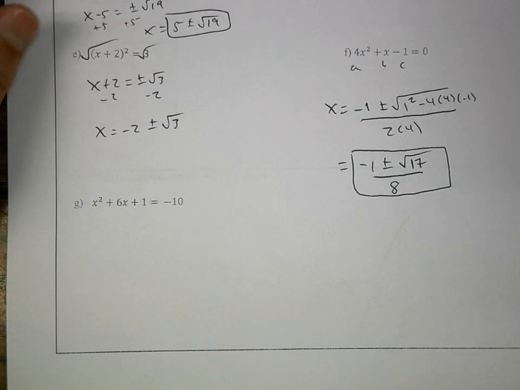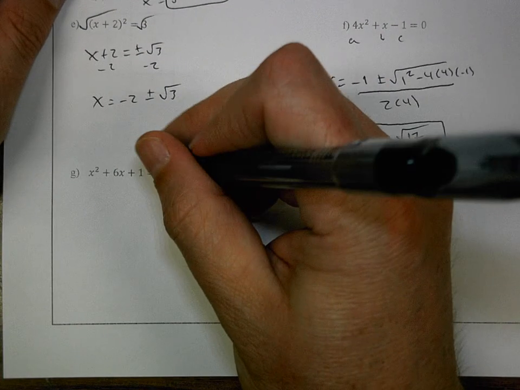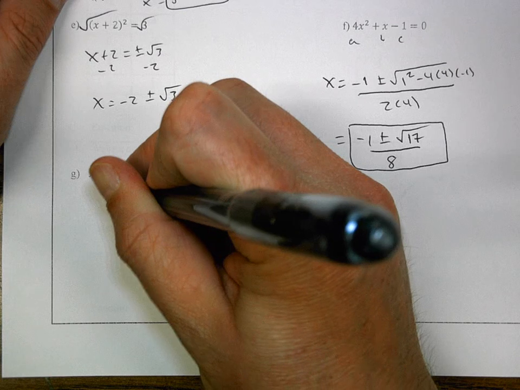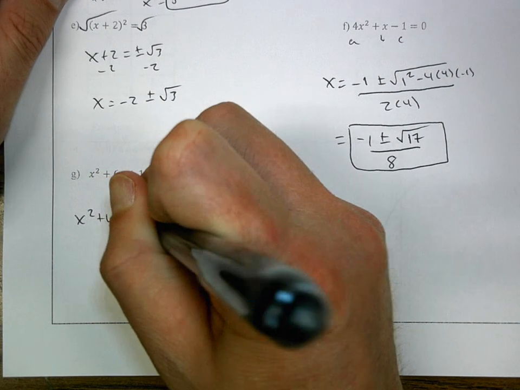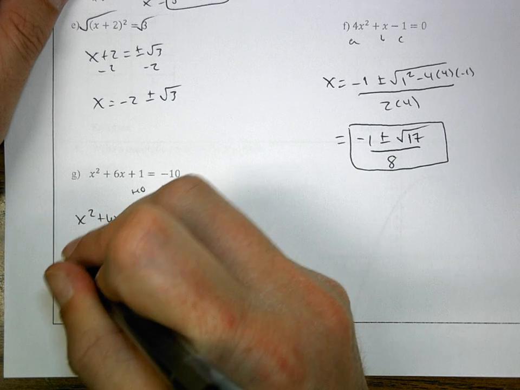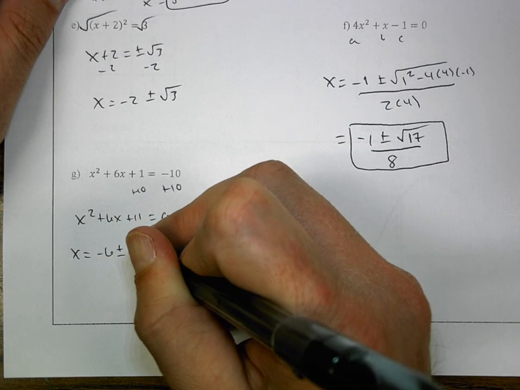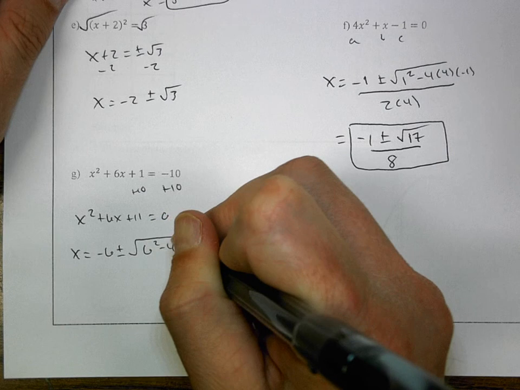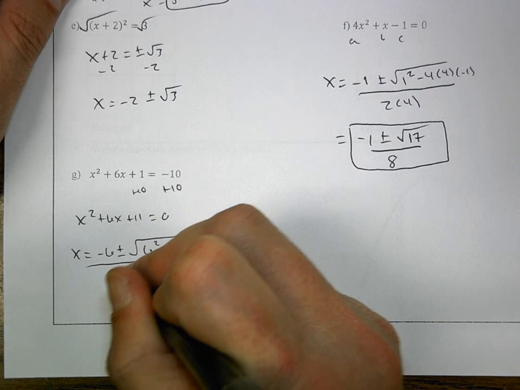And then I want to do the quadratic formula because hopefully I can reduce somewhere along the way. Make sure it's equal to 0 before you do that. x squared plus 6x plus 11 equals 0. So x equals negative 6 plus or minus the square root of 6 squared minus 4 times 1 times 11, all over 2 times 1.